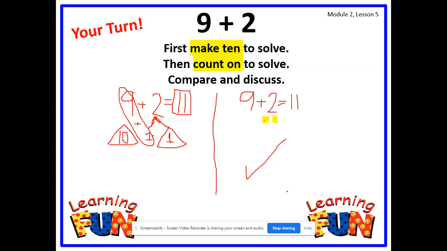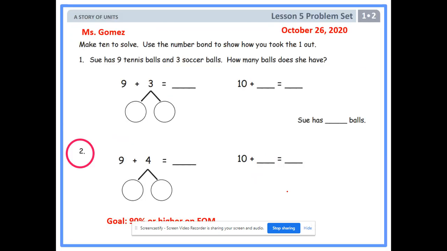Now it's time for you to apply what you learned to your problem set. Are you ready? Go ahead and turn to lesson 5, problem set. Go ahead and write your name, date, and goal. Press pause in the video and press play when you're ready and you have your name, date, and goal. At this time, you should already have your name, date, and goal.